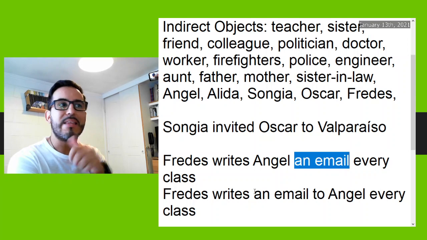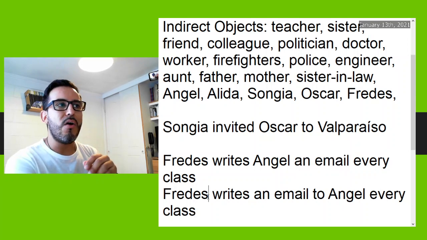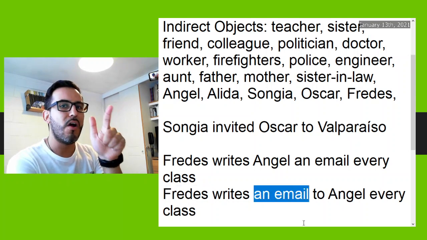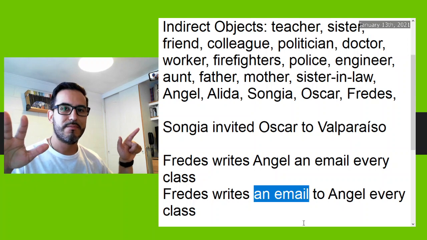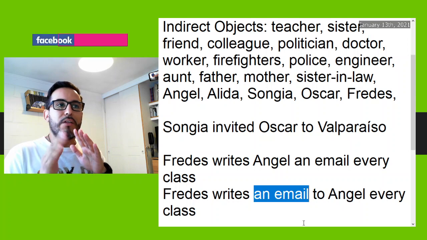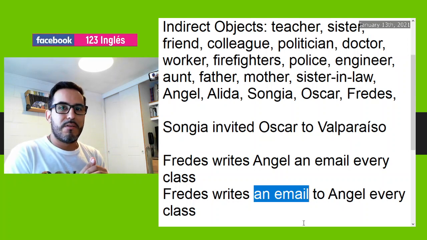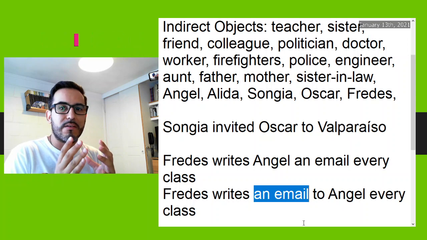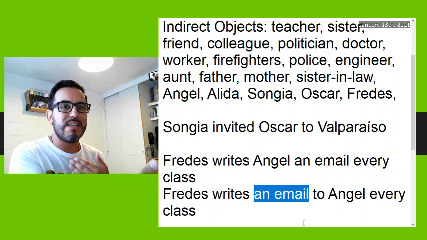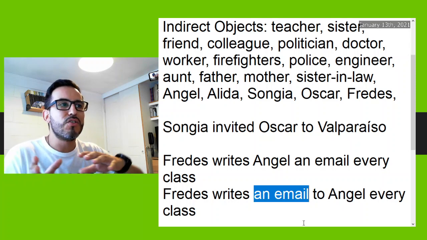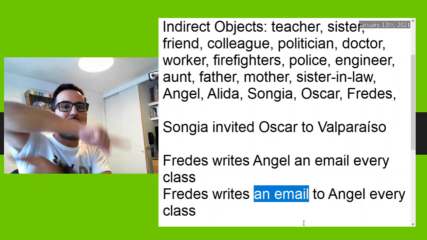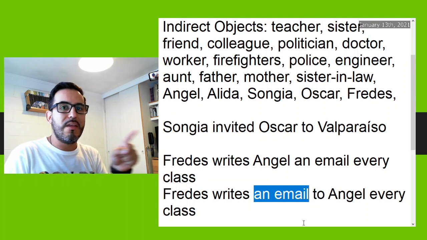All right? In the second sentence, in the second example, I only have Fredes, the subject, and an email, the object, the direct object. Just that. Okay? Just that. Fredes and an email. To Angel is a complement. To Angel is a circumstance. Okay? To Angel is additional information in this sentence. Is additional. Okay? To Angel is not an indirect object now. It's not, because the position changed. There is a different position.